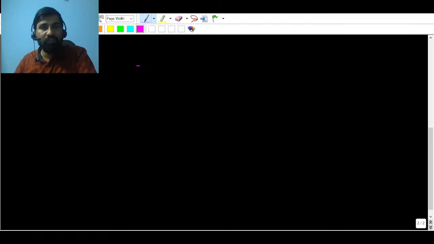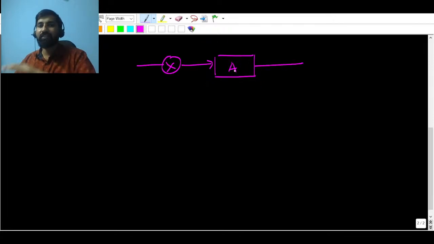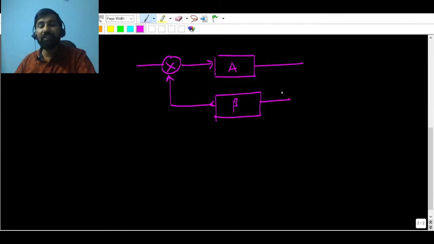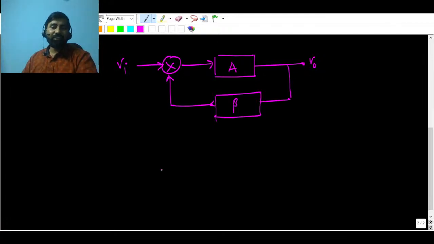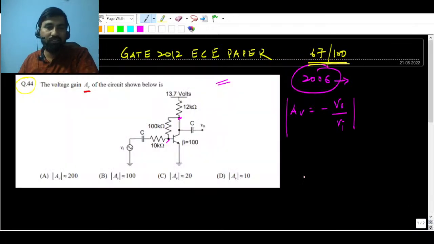We can recall some basic things regarding feedback. This is the basic amplifier, A, that is the common emitter amplifier, and there is a beta network, that is the feedback network. It is not the beta of the transistor, it is the beta of the feedback network. Suppose here they have given the input Vi and this is the output. In this kind of question, they have given negative feedback.